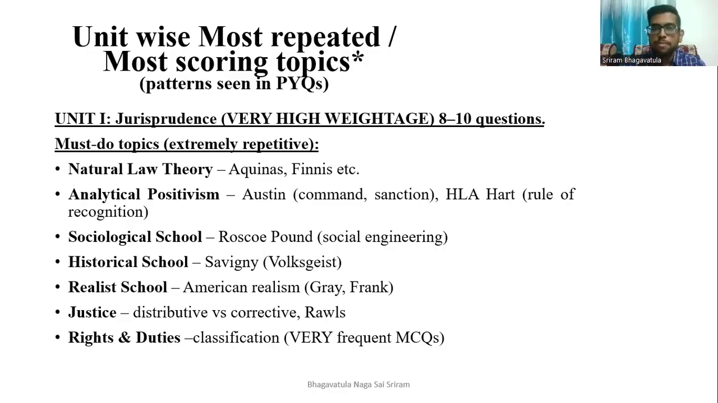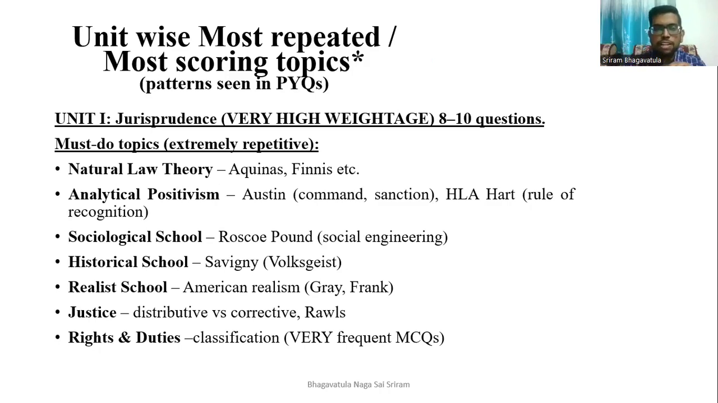So with this particular backdrop, you need to refer to the schools of jurisprudence, who is the jurist related to that particular school, what is his contribution, and what is the main proposition of that jurist. That is also very, very important. And you can expect multiple choice or match-the-following questions related to which jurist has written what book.